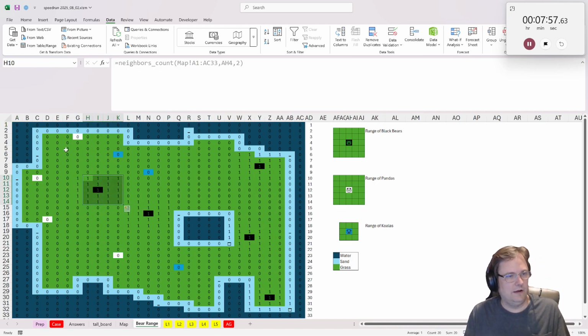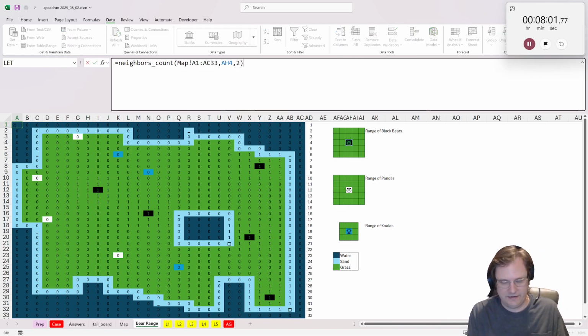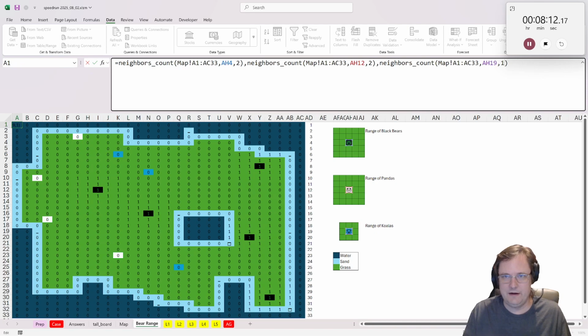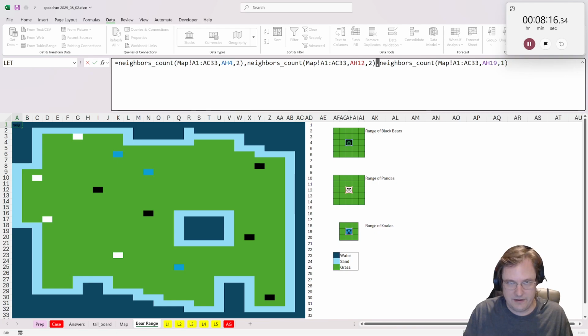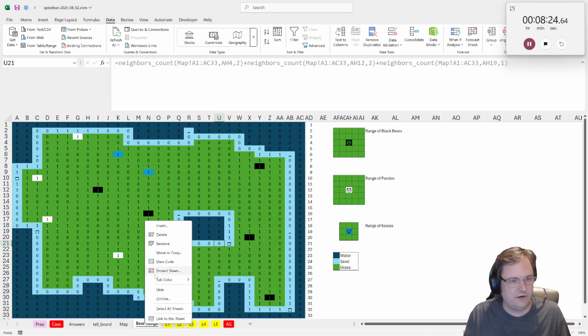So now I got these 1s everywhere. It's within range of that bear. I'm going to do the same thing for the second bear, which also has a range of 2. And then for the third bear, I'm going to do that, but that bear has a range of 1. So now, and those are not, these are supposed to be pluses, right? Because I'm taking these arrays and just adding all the numbers together. That looks like I got all my bear ranges, right?